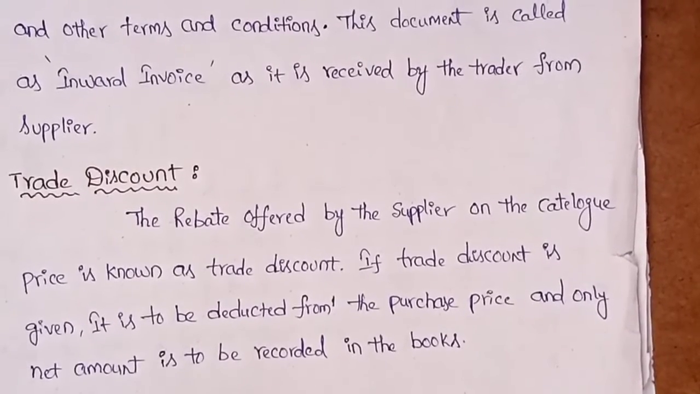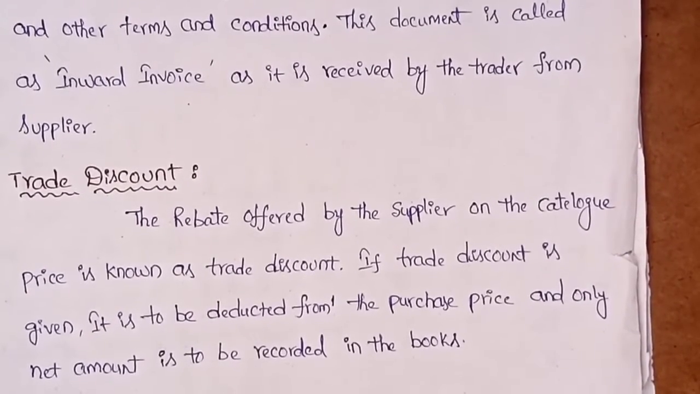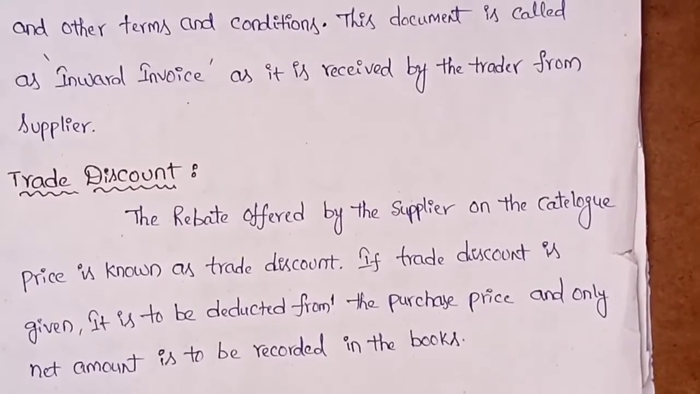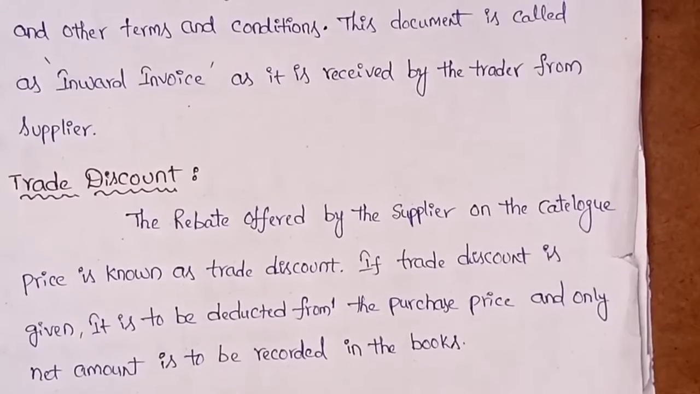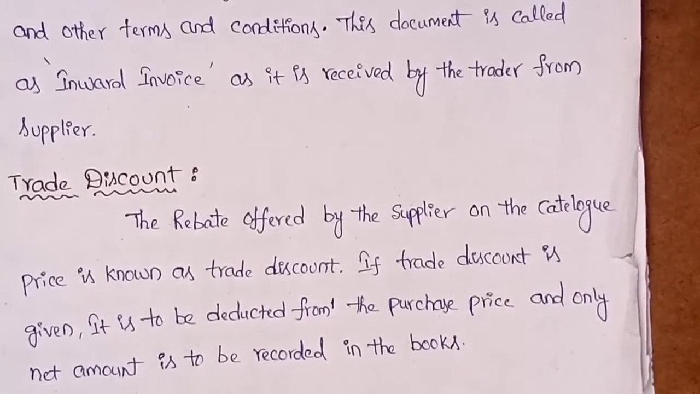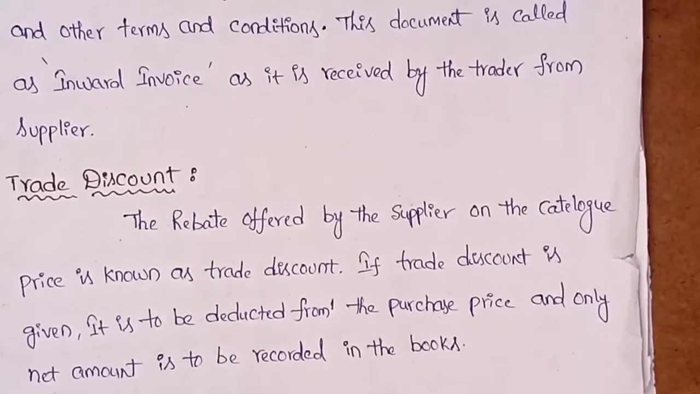And next one is trade discount. What is meant by trade discount? The rebate offered by the supplier on the catalog price is known as trade discount. If trade discount is given, it is to be deducted from the purchase price and only the net amount is to be recorded in the books.